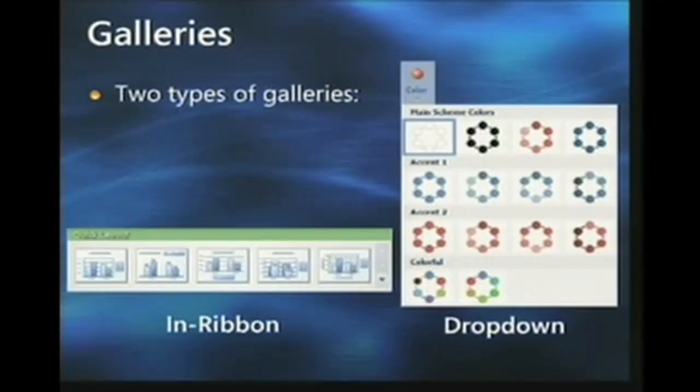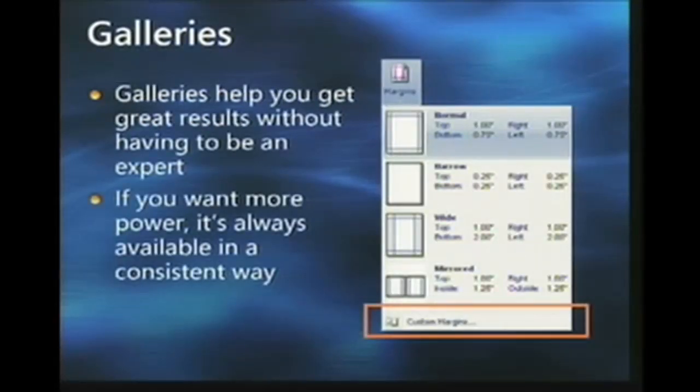So there's two kinds of galleries. There's a drop-down gallery, which works like a fancier version of a menu today, and then there's in-ribbon galleries, in that we can actually host galleries, as you've seen, inside of the ribbon itself.